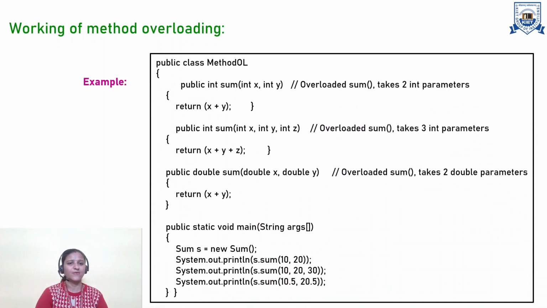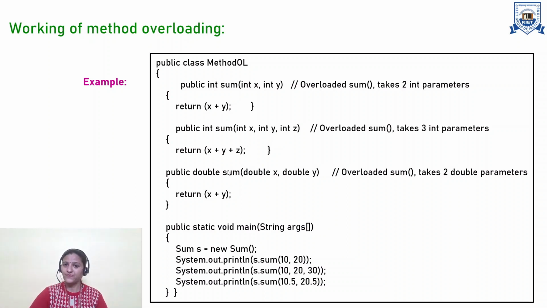Now with the help of an example, we can see the working of method overloading. Here the name of the method is sum. It is receiving two arguments. Both are int type. It takes x and y and returns x plus y. In the next, again the name is the same. It is receiving 3 integer values. It is returning the sum of these 3.